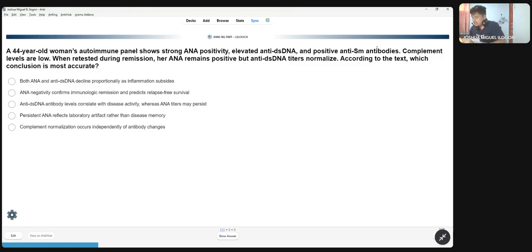Anti-Sm is for your SLE with coarse speckled. ANA positivity and elevated dsDNA, positive anti-Sm. So this one retested during remission: ANA remains positive, but dsDNA titers normalize. I think the longest answer is the correct one.